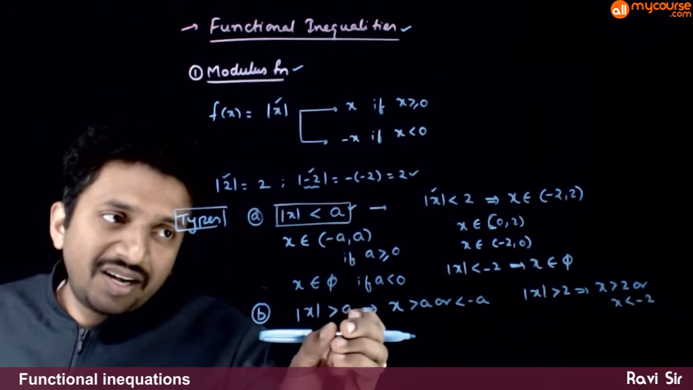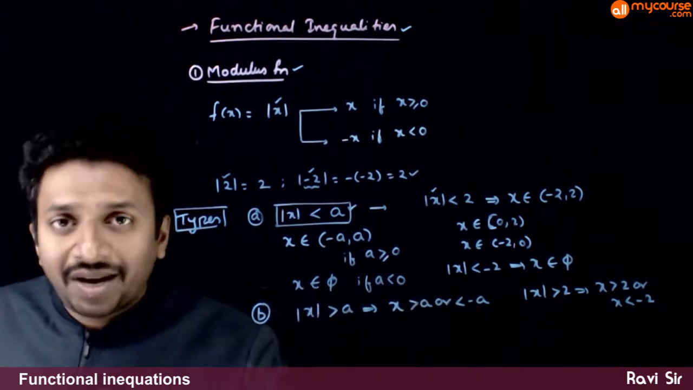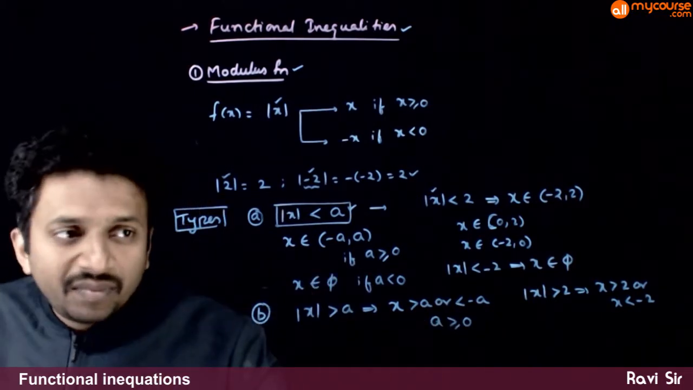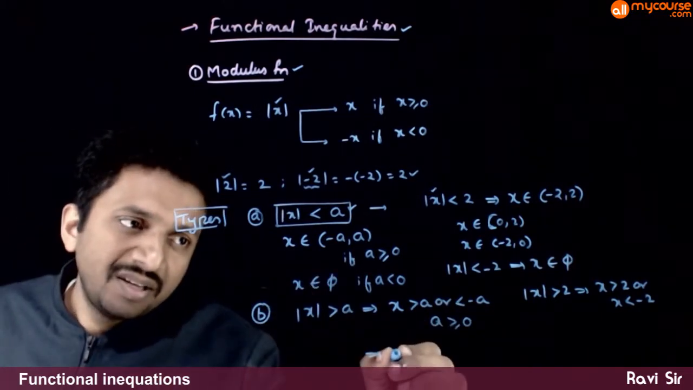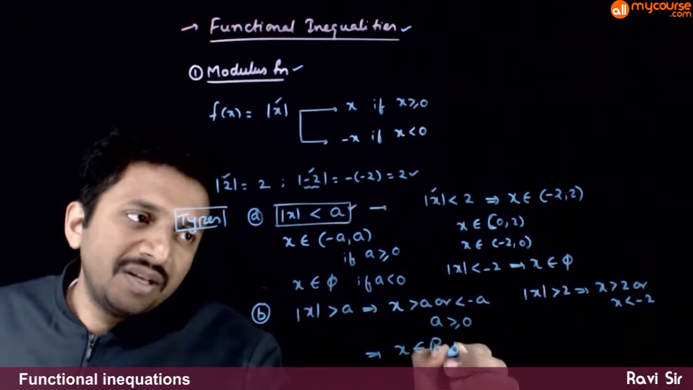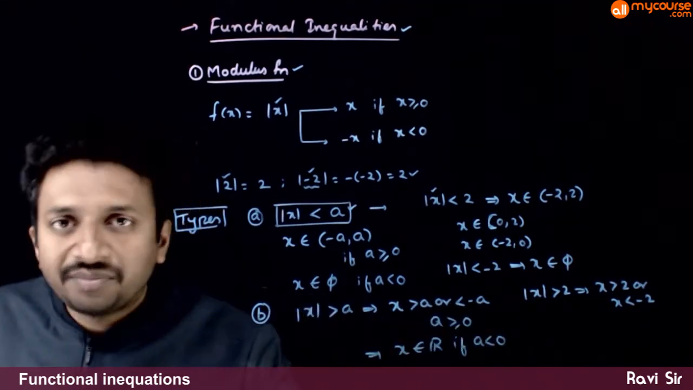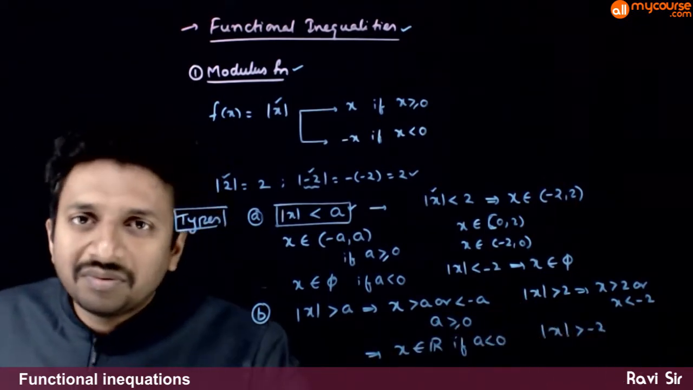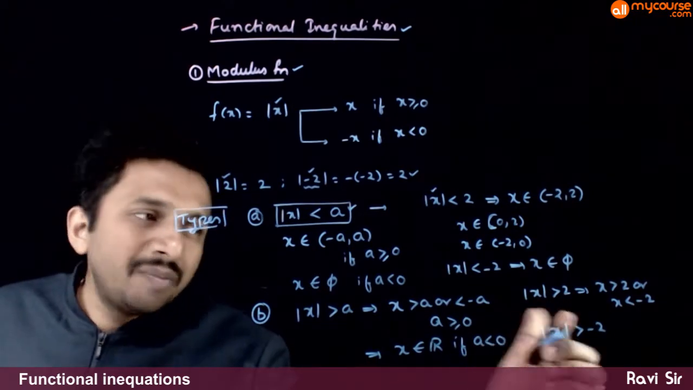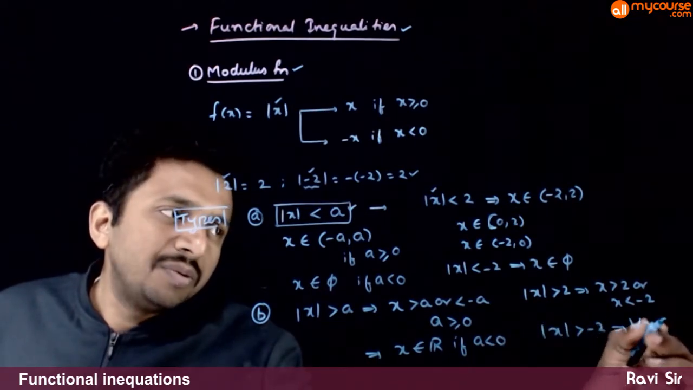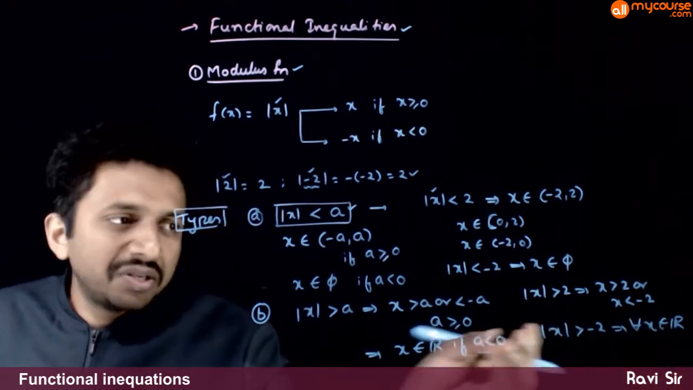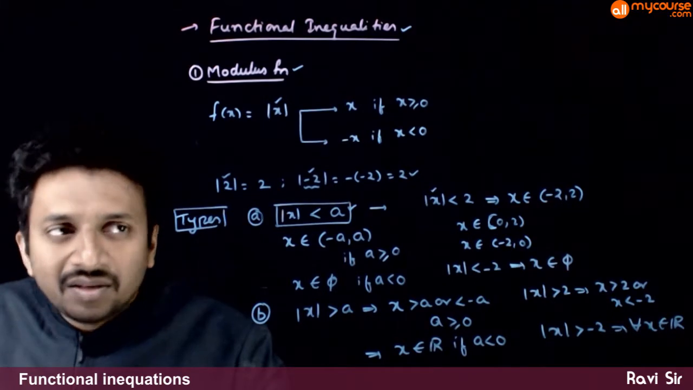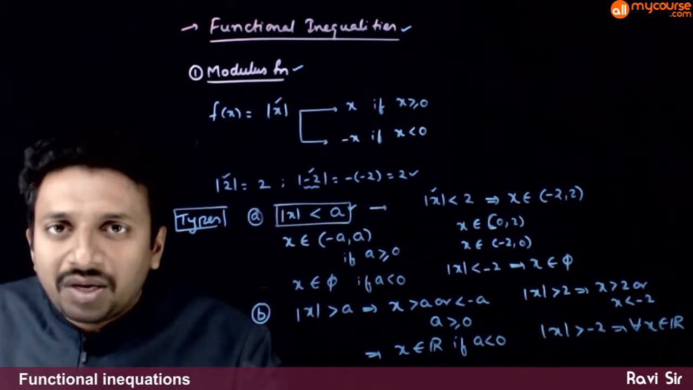So mod x greater than a implies x is greater than a or x is less than minus a. If a is positive, and if a is negative, x belongs to real numbers. So if I say mod x is greater than minus 2, then mod x will be greater than minus 2 for all x belonging to real numbers, because mod x is always positive, and every positive number is greater than minus 2. I hope you have understood the first two types of inequalities.